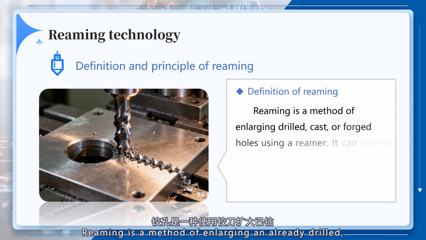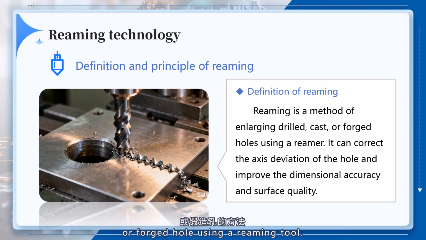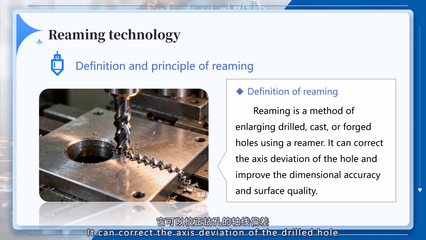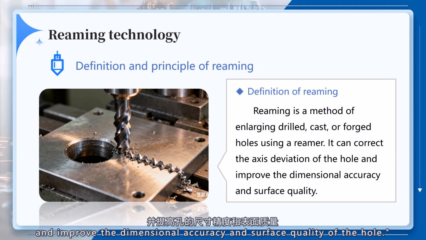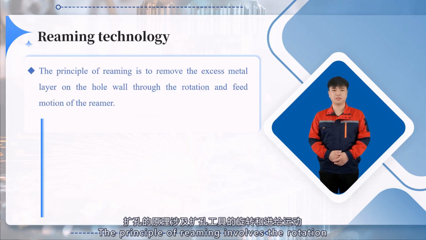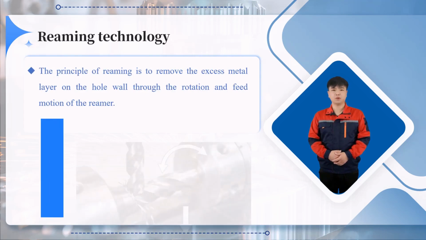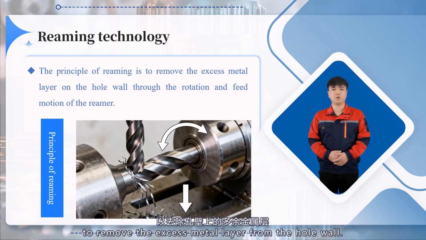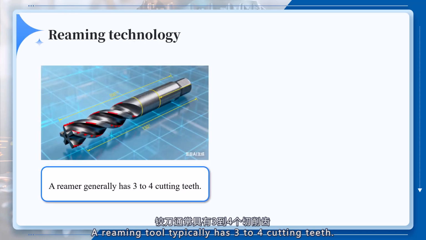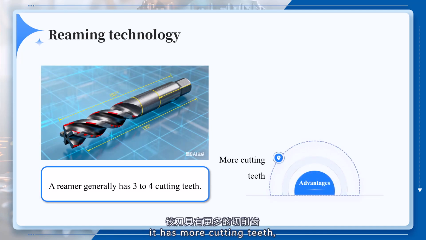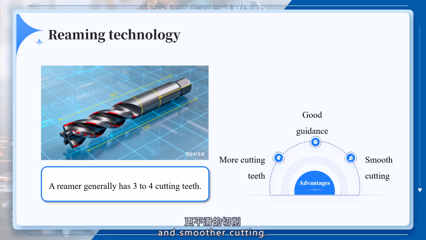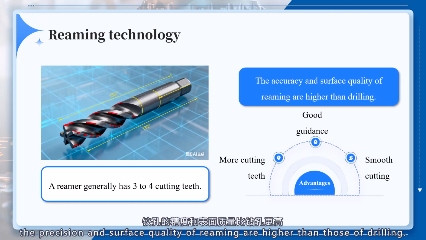Boring is a method of enlarging an already drilled, cast, or forged hole using a boring tool. It can correct the axis deviation of the drilled hole and improve the dimensional accuracy and surface quality of the hole. The principle of boring involves the rotation and feed motion of the boring tool to remove the excess metal layer from the hole wall. A boring tool typically has 3 to 4 cutting teeth. Compared to a drill bit, it has more cutting teeth, better guidance, and smoother cutting. As a result, the precision and surface quality of boring are higher than those of drilling.